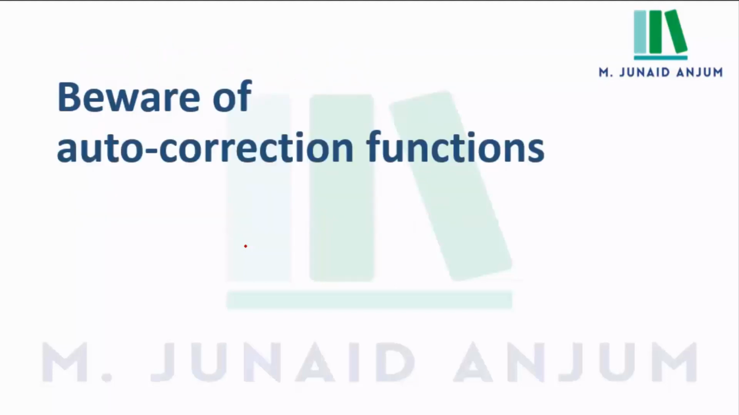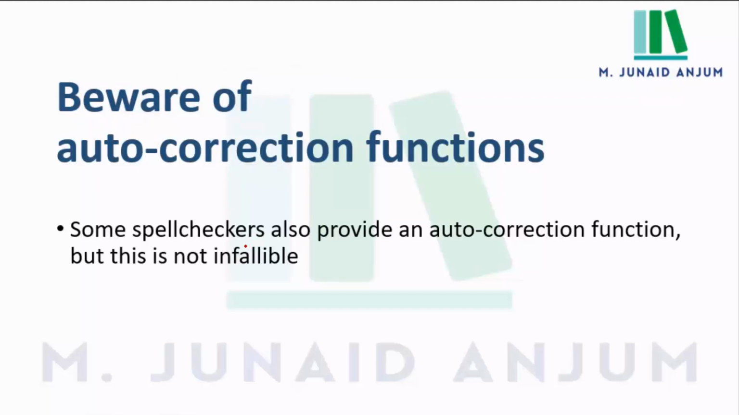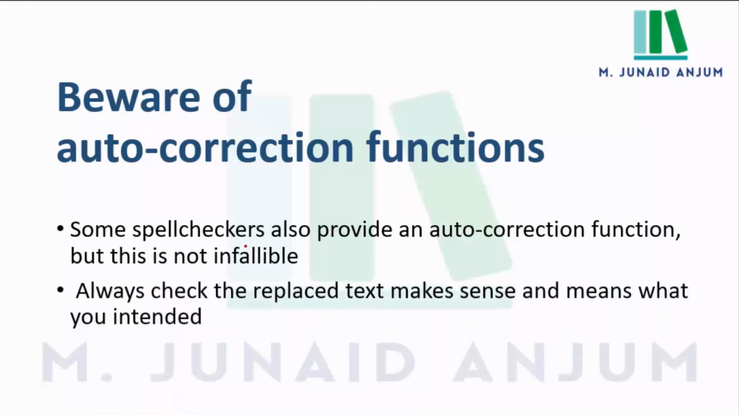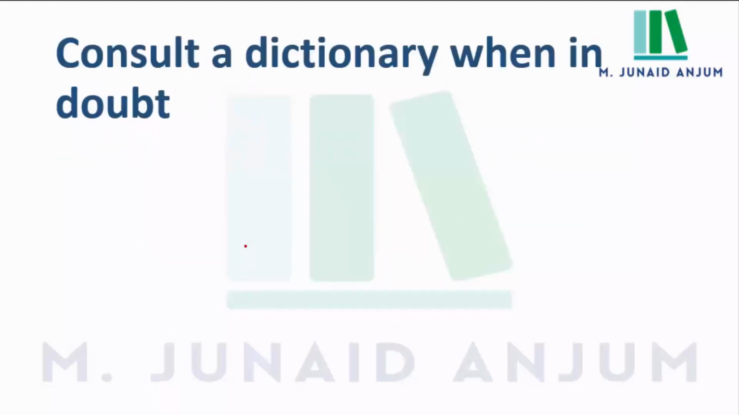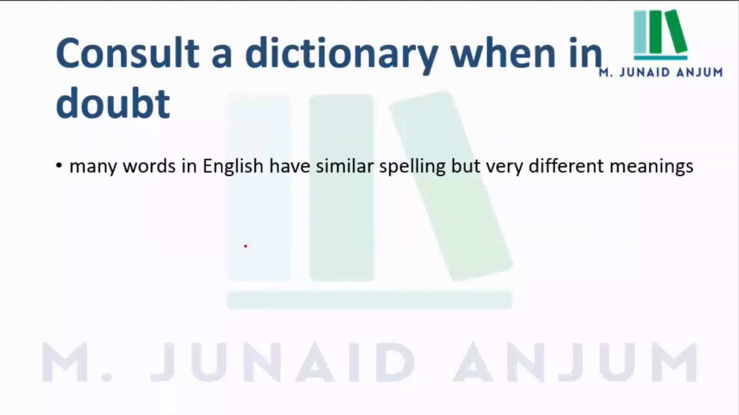Be aware of autocorrection functions. Some spell checkers also provide an autocorrection function, but this is not infallible. So pay attention to the autocorrection features of the spell checker. Always check that the replaced text makes sense and means what you intended to say. Consult a dictionary when in doubt. Many words in English have similar spelling but very different meanings, such as illusion and allusion, principle and principal.